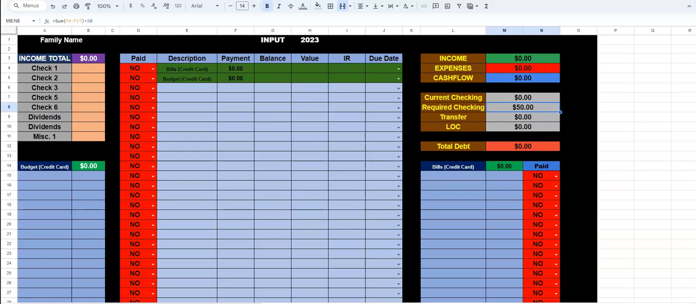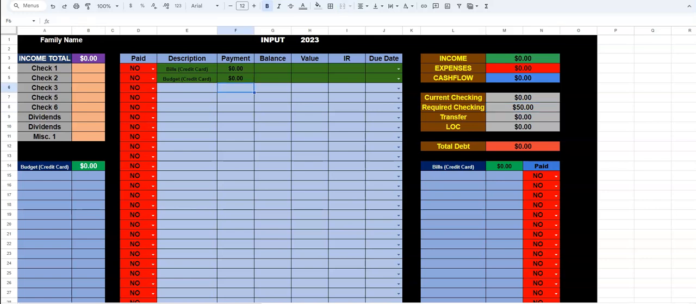So the question: should cell M8, the required check-in formula, equal the sum of F16 through F17 instead of F4 through F17? The reason is, wouldn't you want your total bills and budget that can be paid with a credit card removed from the calculation, so that only the items that cannot be paid with a credit card are paid with the cash out of checking?